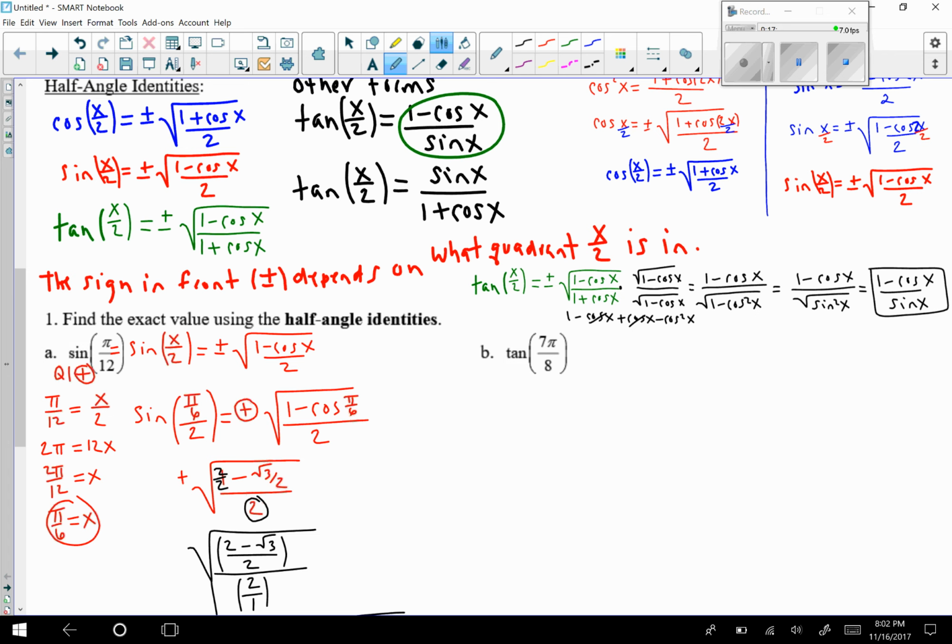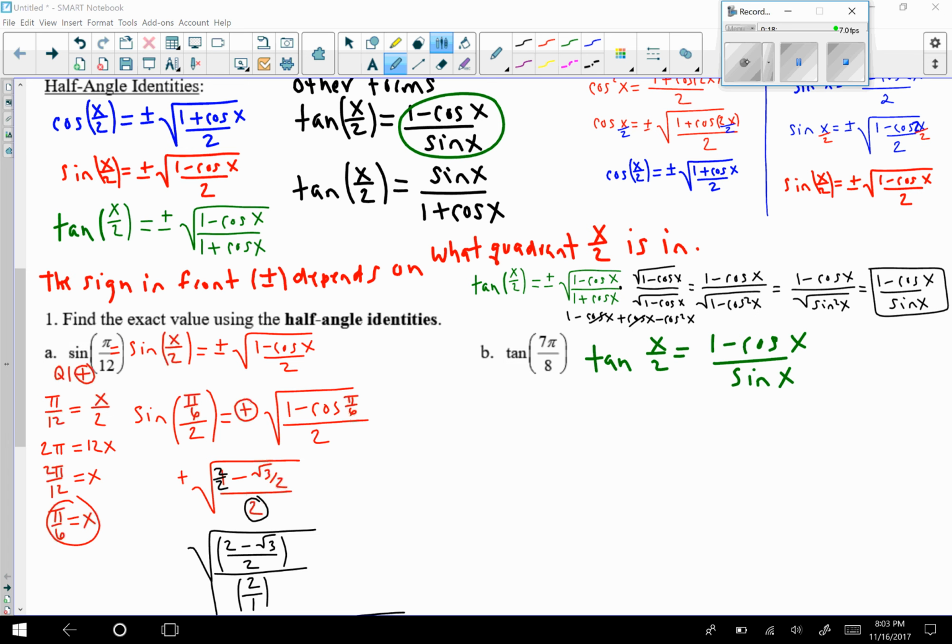So we'll just write down the identity I'm using first. The tangent of x over 2 is equal to 1 minus cosine x over the sine of x. So first of all, we need to figure out what quadrant 7 pi over 8 is in, and that tells me my sign, but actually we don't need to do this because we're not using the radical. If I did need to, I could put it in terms of a decimal, or I could look at the fraction or the degree form.